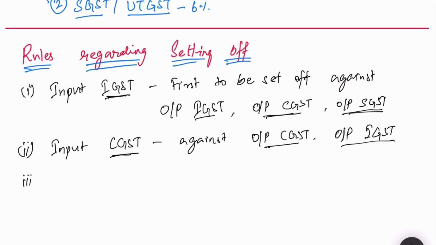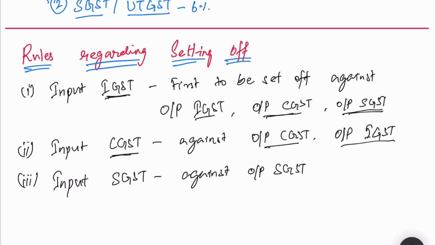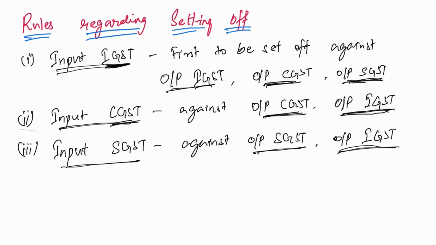Then the third one, at last, to set off that input SGST or UTGST, we have to use output SGST. If output SGST is not sufficient, then we have to use output IGST if output IGST balance remains in the account. It may be a little bit confusing. I request you to watch once or twice, you will be able to get it, and I will also explain it with an example so that it will be easy for you to understand.